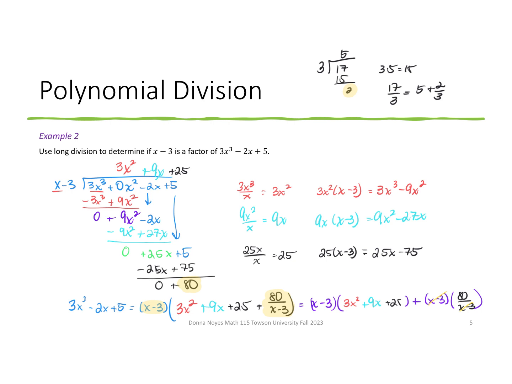And this is where that form that I showed you before that said f of x equals d of x times q of x plus r of x comes in handy, because here now we can rewrite this one last time as x minus 3 times our 3x squared plus our 9x plus our 25 plus 80, because 80 was our remainder. So it looks pretty cool that way, and it looks like it's easier to understand.